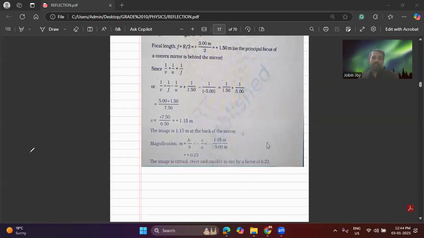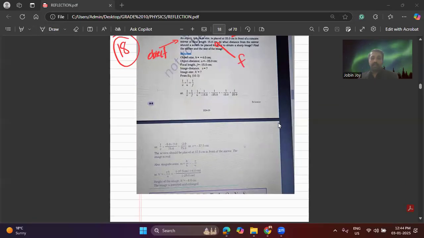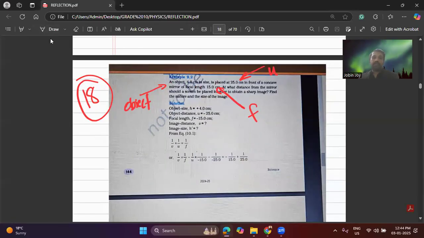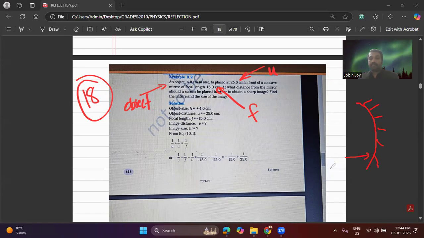Then coming to the next one. Next problem, exactly similar to this. It's a concave mirror, okay? So I will draw a concave mirror like this. The reflecting surface is inside. This is the pole P. This is F, and this is C.